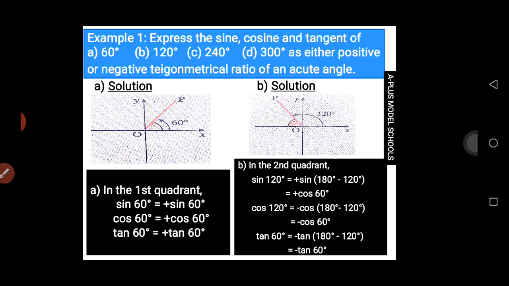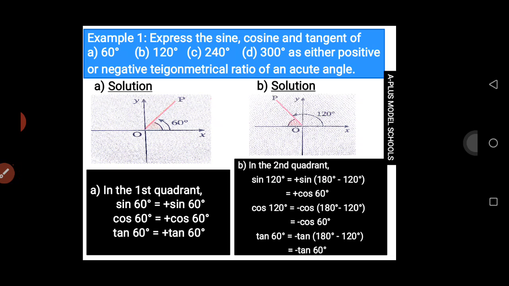Then we have two examples. Example 1: express the sine, cosine, and tangent of 60 degrees, 120 degrees, 240 degrees, 300 degrees as either positive or negative trigonometrical ratios of an acute angle. Now, when you look at the example very well, I have to know which quadrant the number falls in. Then after getting the quadrant, I will decide if that trig ratio is positive or negative.